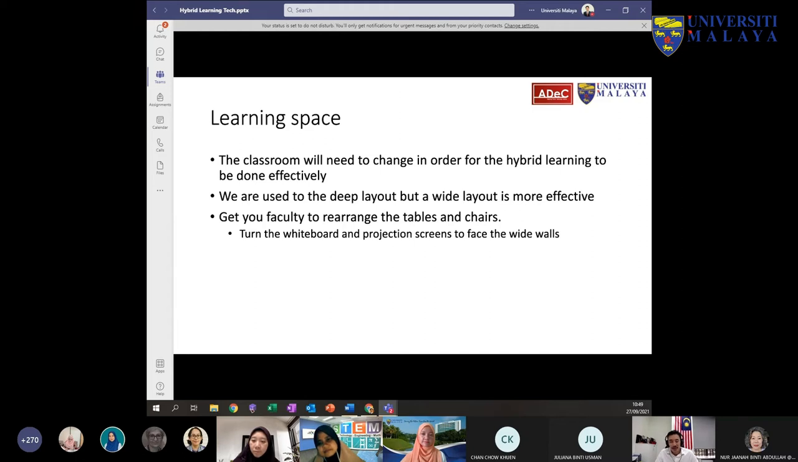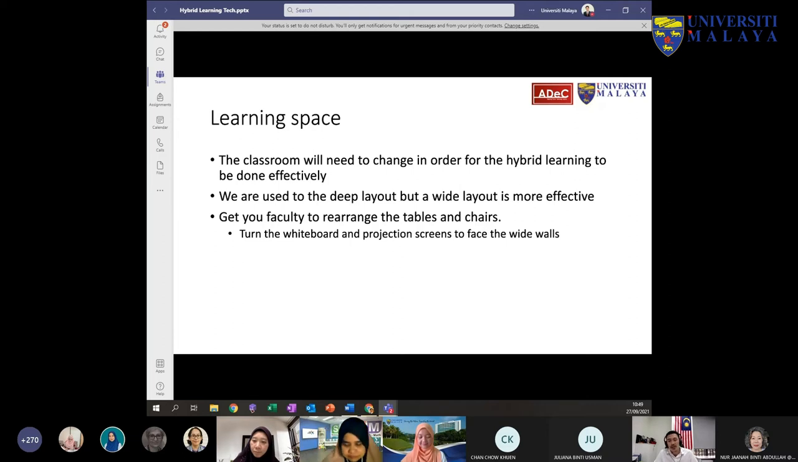But for a hybrid learning classroom, and actually for a collaborative classroom, we find from literature and also from good designs that the wide layout is much, much more effective. So wide layout means the wall which is long is to the front of the lecturer, behind the lecturer. Okay, and I'll get to why it's important this way.